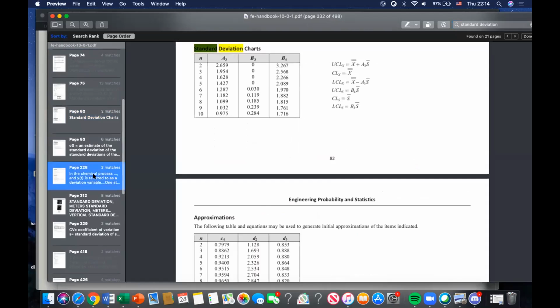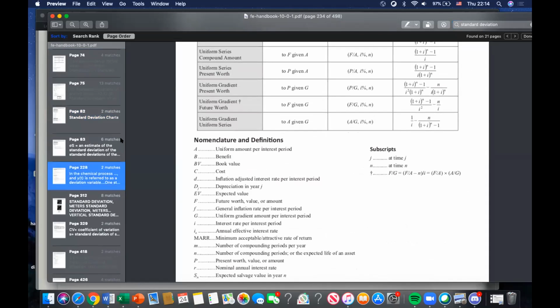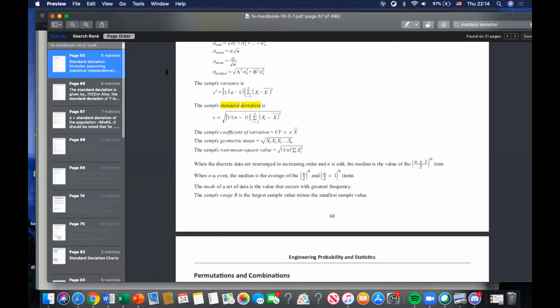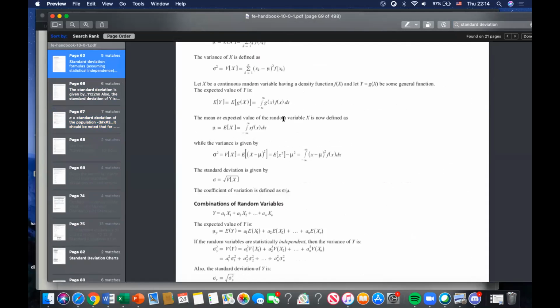Oh, you just had it. You literally just had it. Page 63. Go up. Page 63. Yeah. Oh, the first one. Okay.